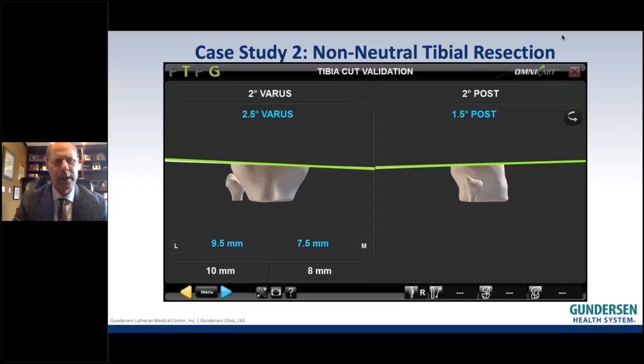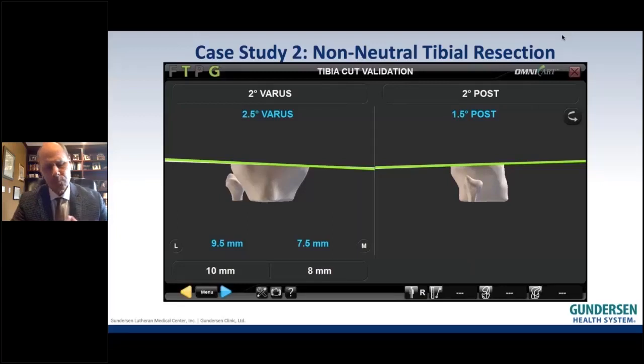So again, we cut this in 2 degrees of varus. According to the literature, I think you're on very firm ground going up to about 3 degrees of varus. It's been shown that implant longevity is not impaired going up to 3. I cut in 2 so that if we do have some variances, you can see I ended up cutting it 2.5 degrees of varus. So it gives you a little bit of flexibility there. That's why I don't go right to 3. So I consistently cut in about 2.